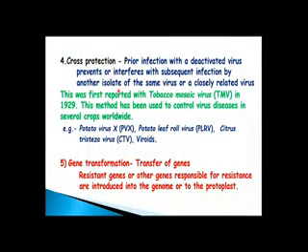And cross protection is something like vaccination. Prior infection with a deactivated virus prevents or interferes with subsequent infection by another isolate of the same virus or closely related virus. So quite a lot of work has been done in other countries, and it is like vaccination of human beings and animals. You all know about gene transformation, so it is better you focus on development of rice varieties, not only rice varieties, other varieties also for safer agriculture.